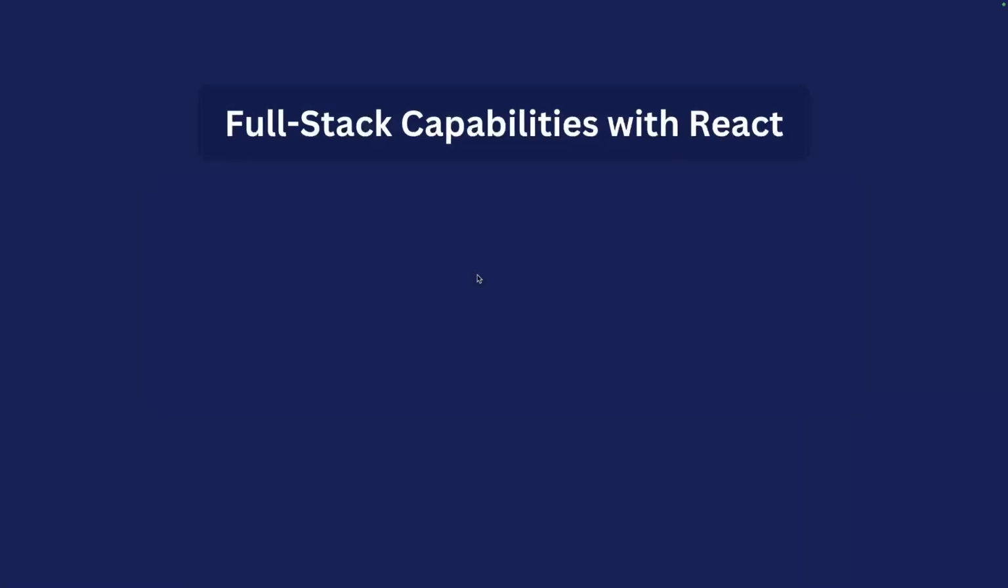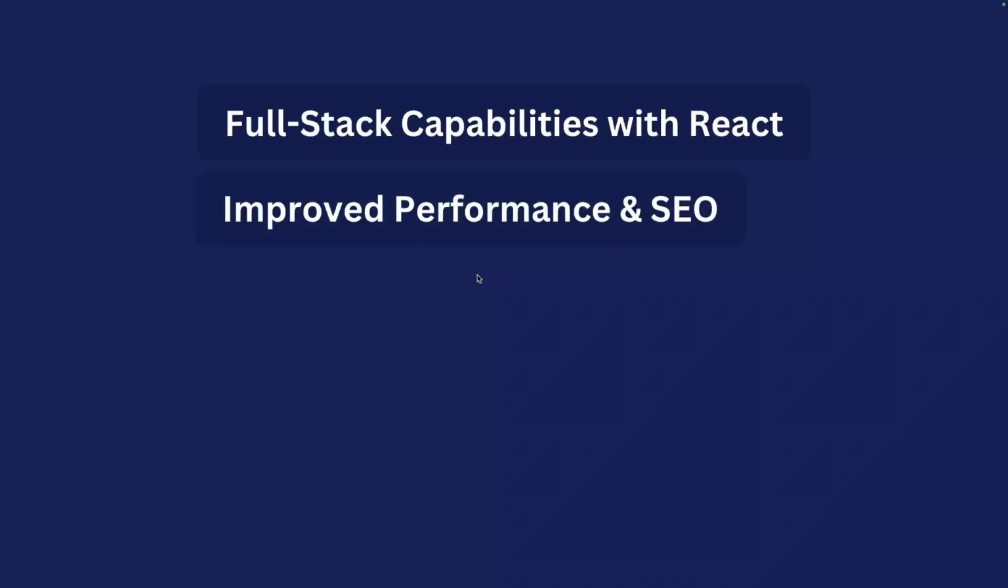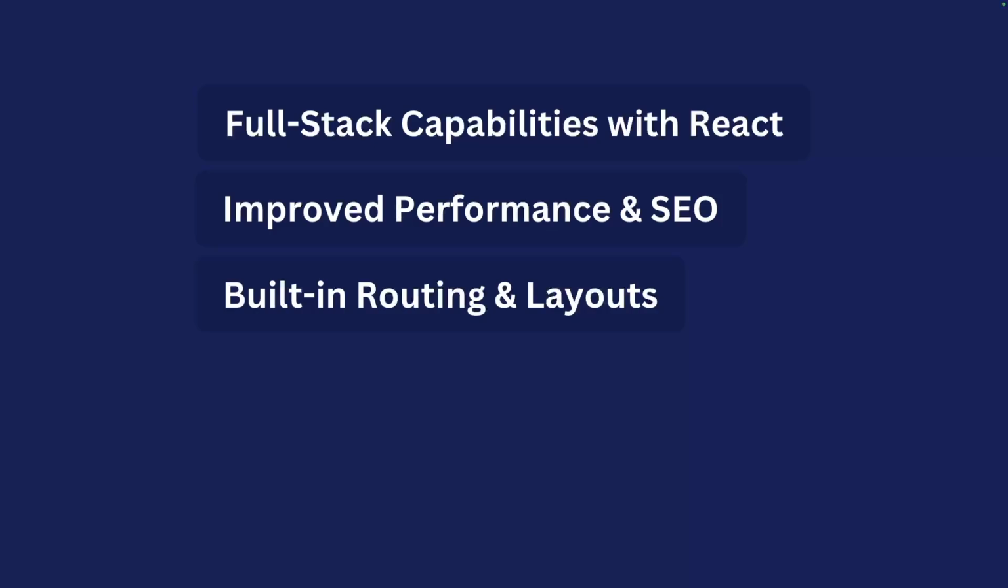So it provides you the full stack capabilities with React. You can use the API routes and create easily the backend endpoints without a separate server. Next is the improved performance and SEO. It provides you the faster page load and better SEO than the traditional SPAs. Next, we have the built-in routing and layouts. The app router of Next.js will provide you a simplified file-based routing with nested layouts, streaming, and suspense. And with this, you also get the middleware to handle authentication and redirects.